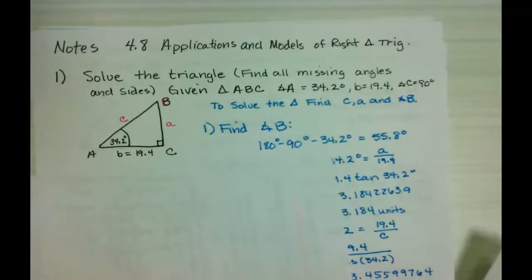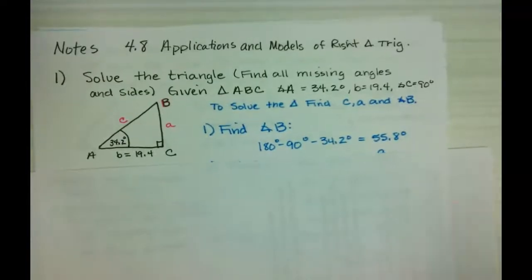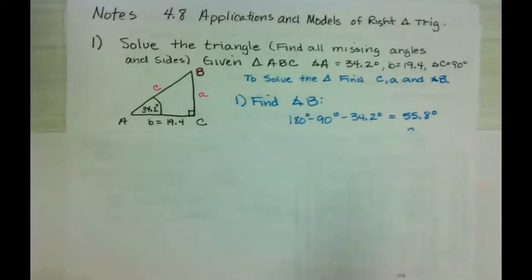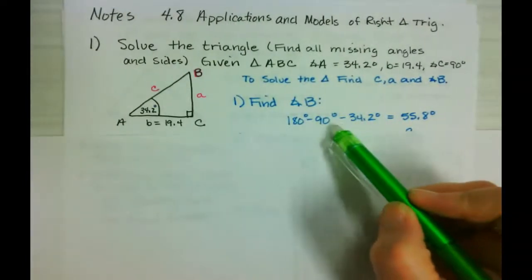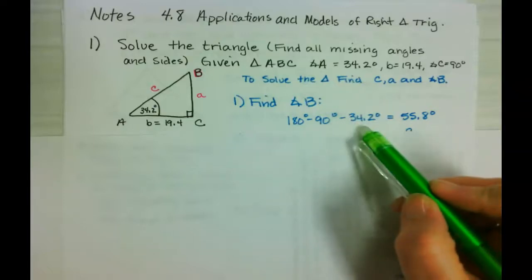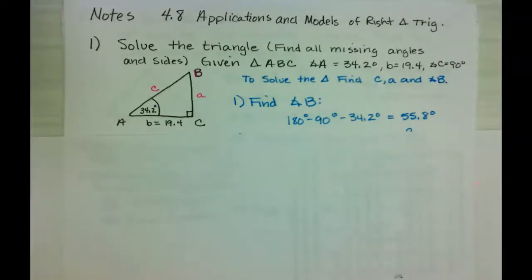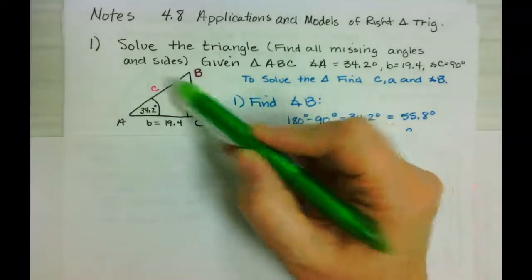So I am going to start with finding B, because that's super easy because it's just an angle. We know there are 180 degrees in a triangle. We're going to subtract C, which is 90 degrees. We're going to subtract A, which is 34.2 degrees, and that is going to leave me with 55.8. So I have solved this angle. So now I'm going to do the sides.